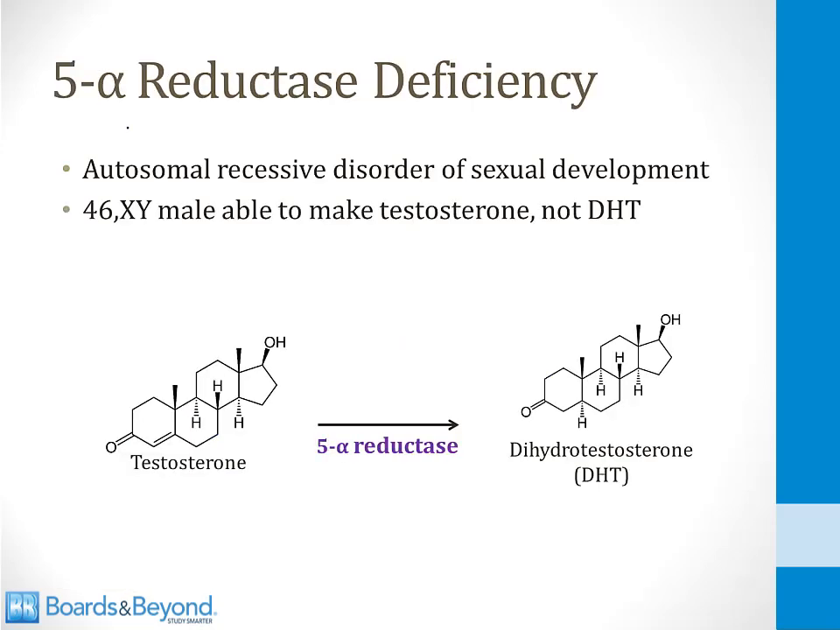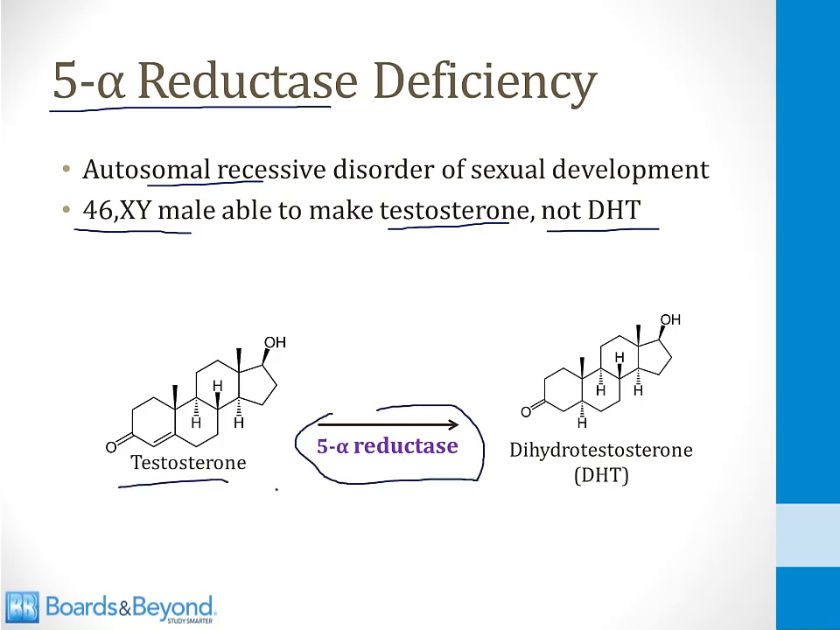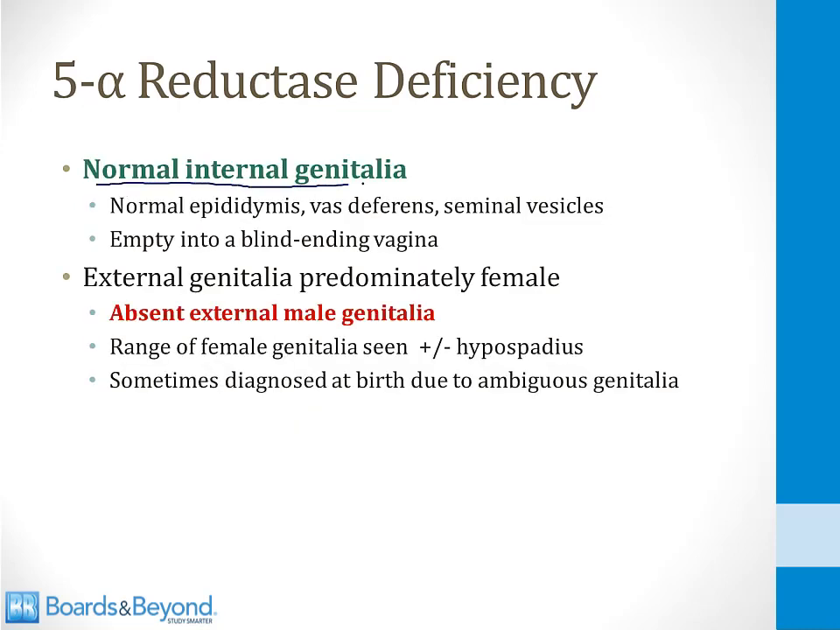So now that we understand that, let's talk about what would happen if a baby were born with a 5-alpha reductase deficiency. This is a rare autosomal recessive disorder of sexual development where a 46XY male is able to make testosterone but cannot make DHT, because recall that the 5-alpha reductase enzyme converts testosterone into dihydrotestosterone. When this happens, there are normal male internal genitalia. That's because the Y chromosome is normal and it produces the testes, including the Leydig cells, and the Leydig cells make testosterone. And testosterone drives normal formation of the epididymis, the vas deferens, and the seminal vesicles.